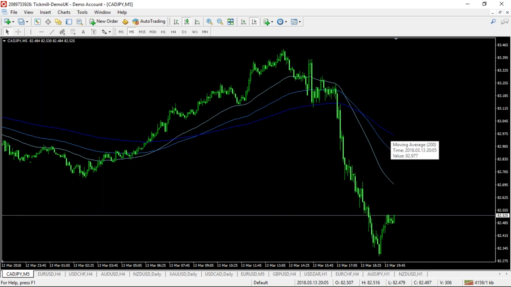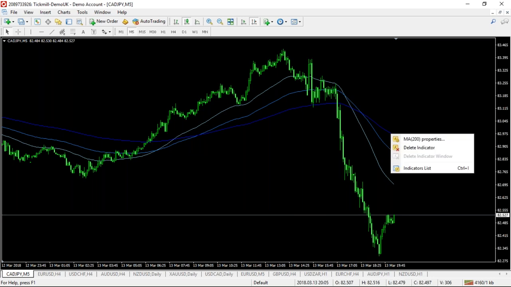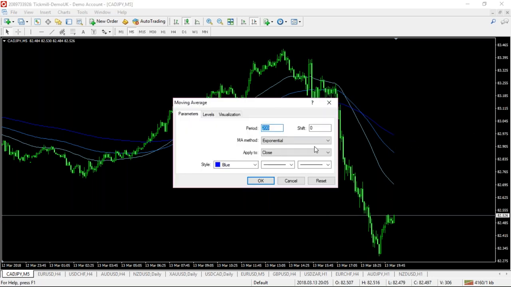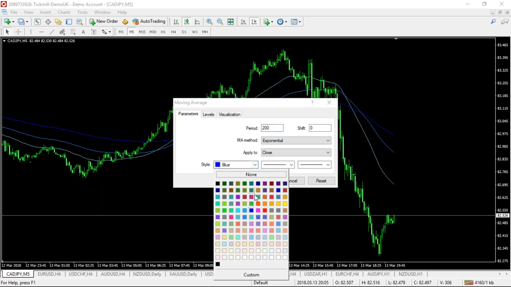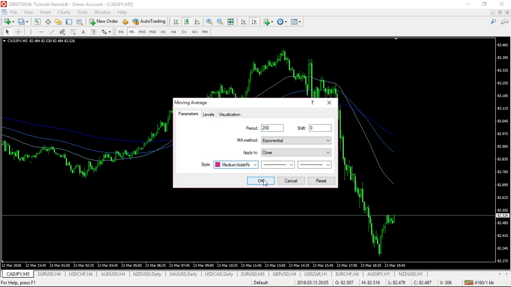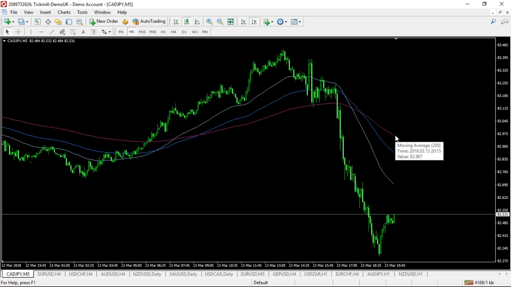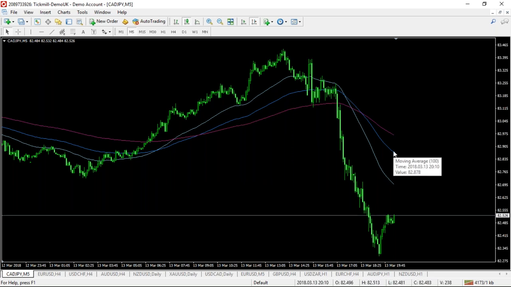Let me change the color right here because it may not be that visible on the last line. Let me change that to purple color. So that's your 200 exponential moving average. You call it EMA, and then you've got your 100 EMA, and then you've got your 50. Now, very simple. What do you do in a trend analysis?